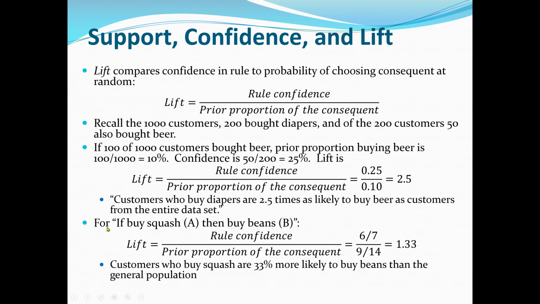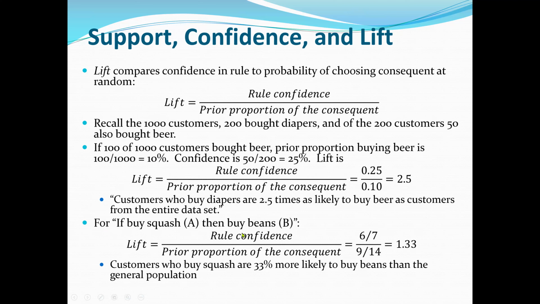So now we go to the second example. If a customer buys squash, then they buy beans. If we remember, the rule confidence was 6 by 7. The prior proportion of the consequent will change here. So here it's going to be 9 by 14. Why is it 9 by 14?